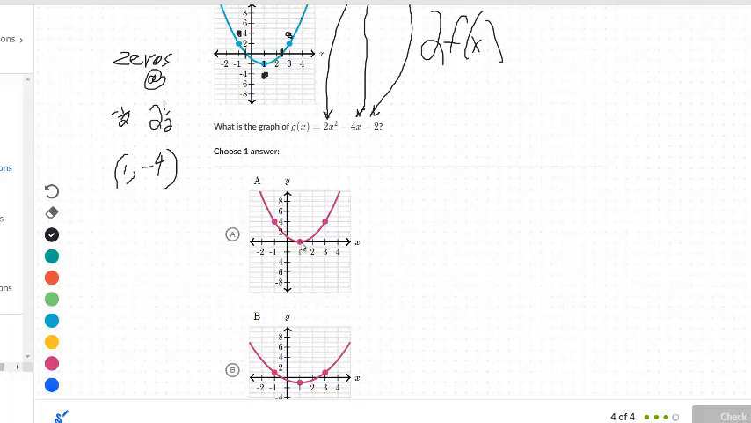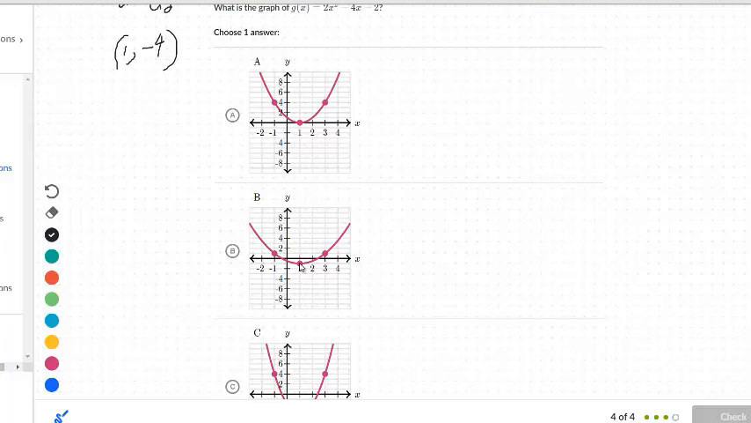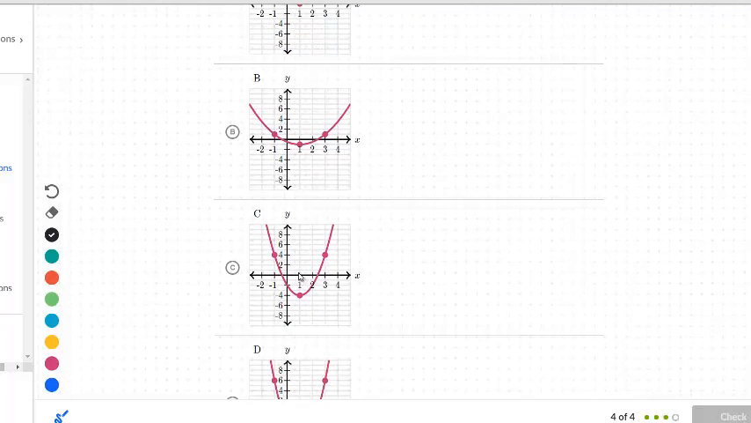My vertex here is on the x-axis. That's definitely not at 1, -4, so I'm going to skip that guy. This, again, the vertex is at 1, -1, not -4, which is where I need it. So I'm going to skip that guy. Here's a vertex at 1, -4. That's looking pretty good.